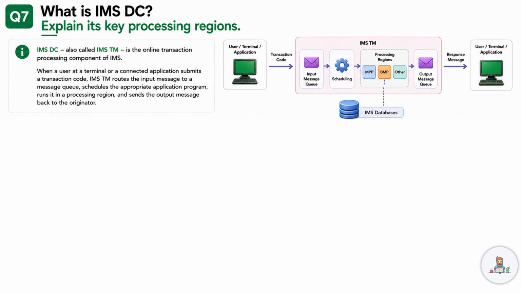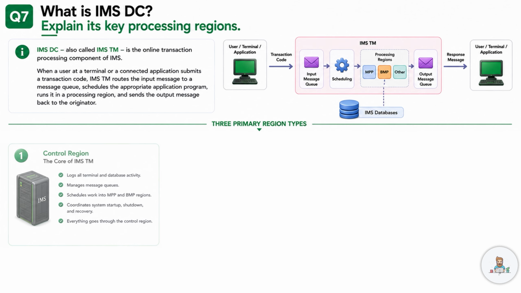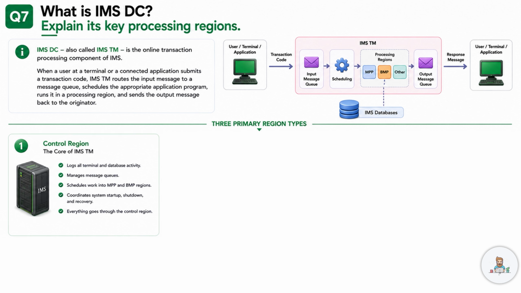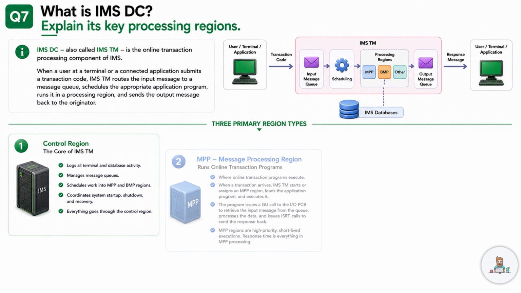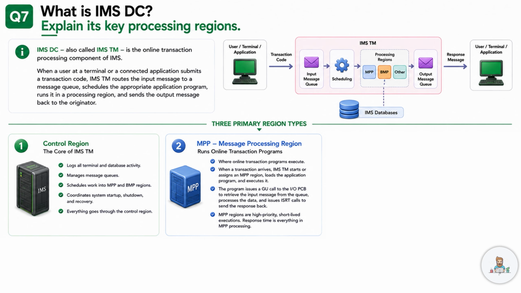Apart from that, there are three primary region types that you must know. So the first one is the control region, and it is basically the core of IMS DC. It logs all terminal and database activities, manages message queues, schedules work into MPP and BMP regions, and coordinates system startup, shutdown, and recovery. So everything goes through the control region.